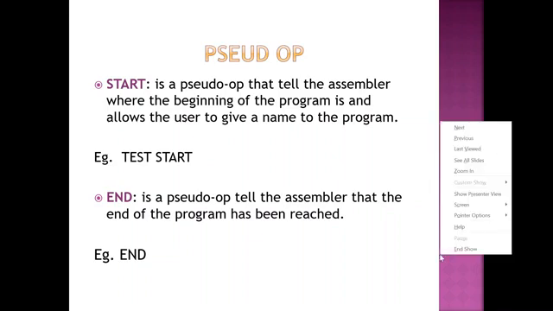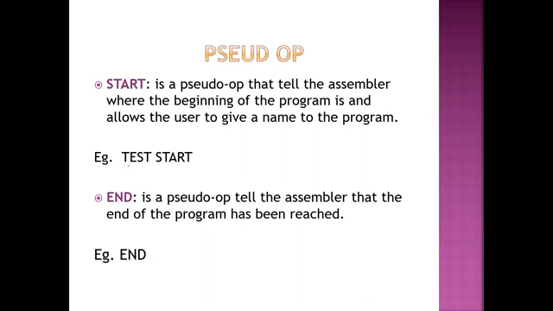So how do we do that? The syntax is going to be like this: test start. For example, here test is the name of your program, start is nothing but your pseudo op. It says the program is going to begin, so this will be the first line. So how much memory will this occupy? This is a pseudo op. Pseudo ops will not occupy any memory because they are not going to be executed. It is only information for your assembler.